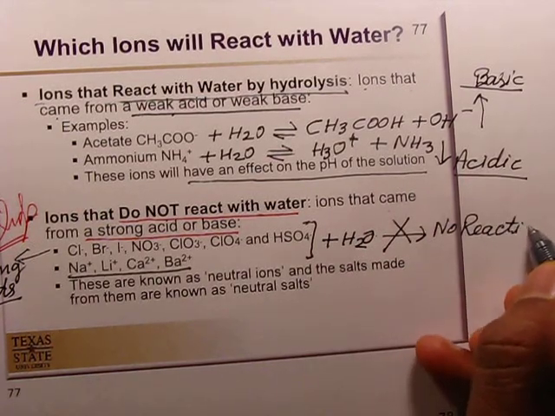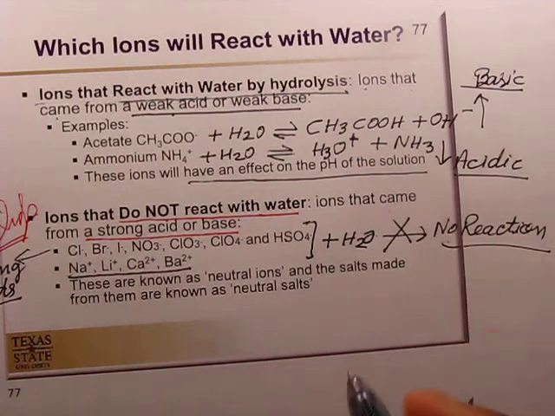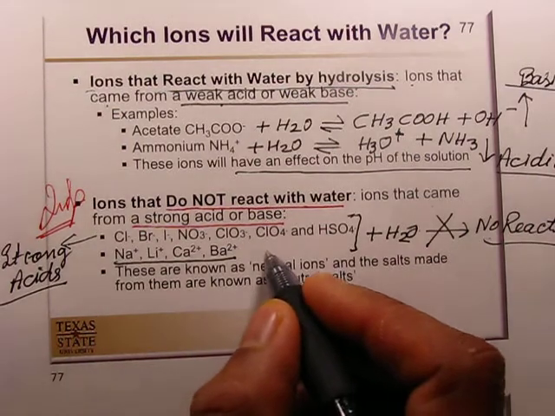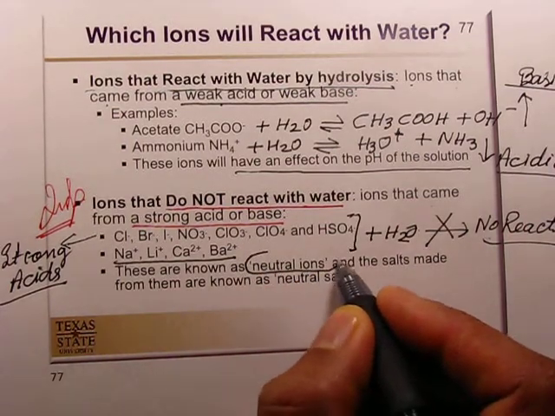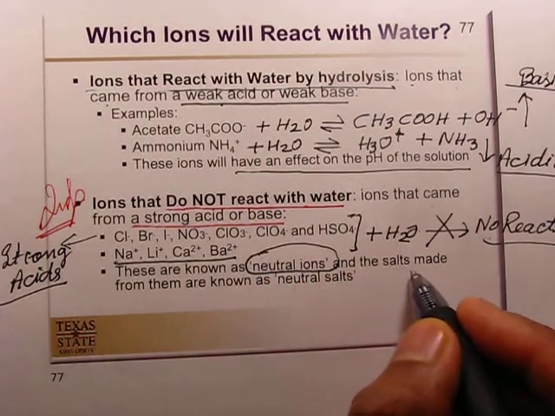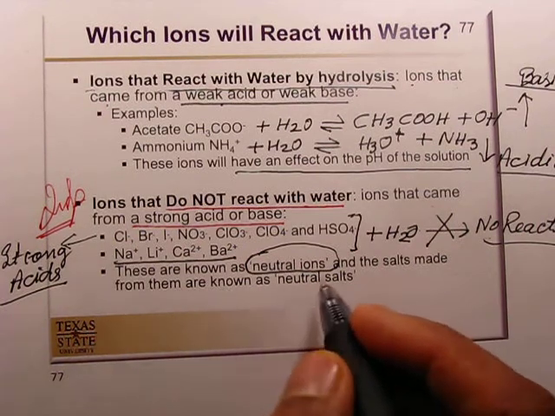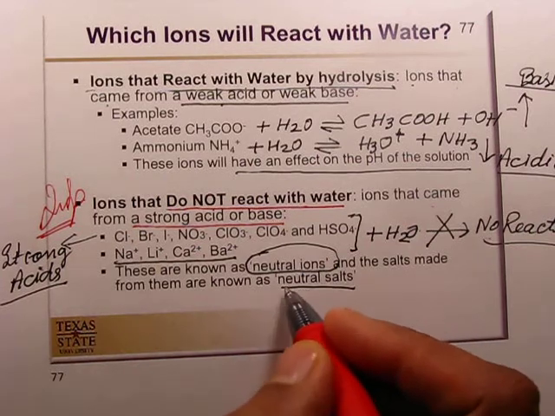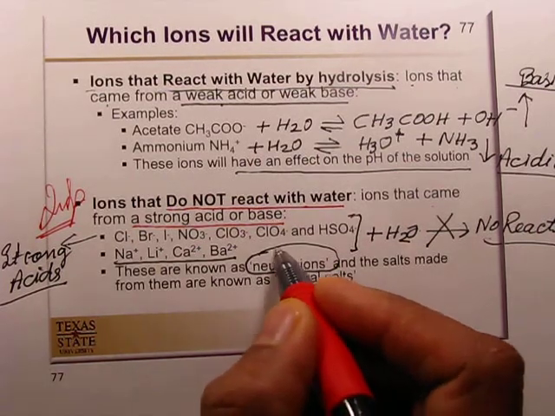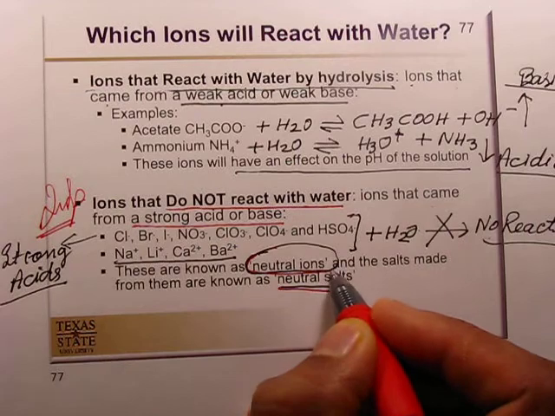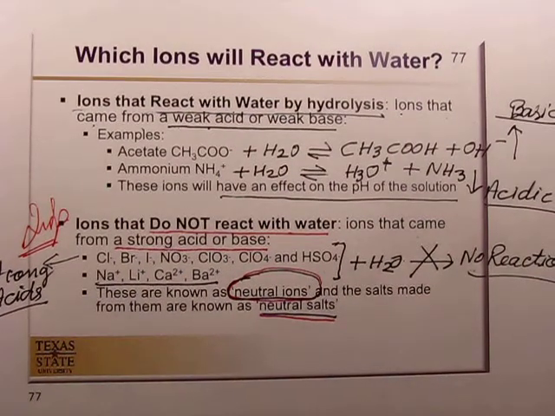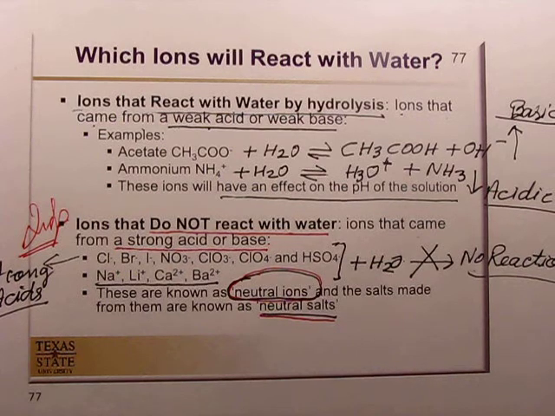These ions remain in the water in the form of ions, they do not react with the water. These are known as neutral ions, and the salts made from these are called neutral salts. So this is very important. We must remember that because this line is very important to understand the other slides: what ions react with the water and what ions do not react with the water.